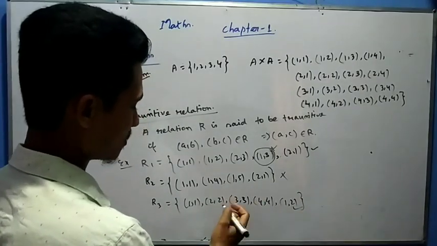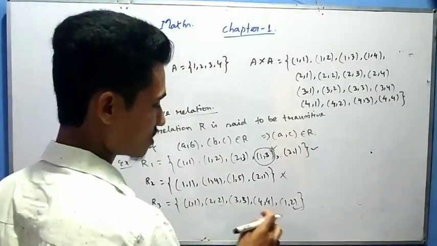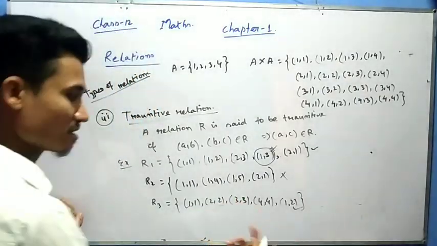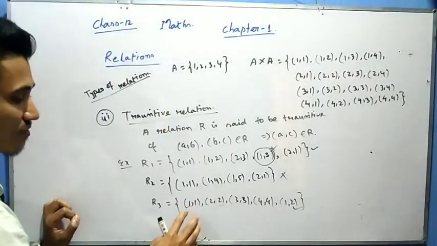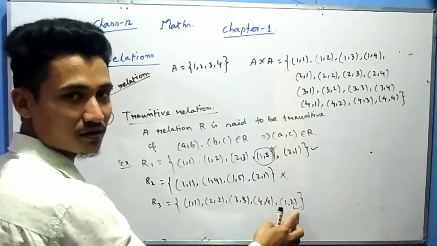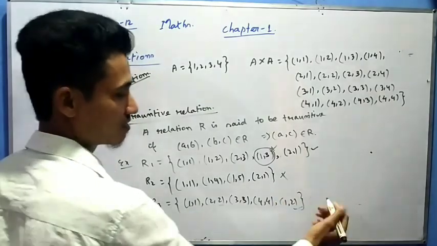No. So we don't have to check. We don't need to check. 3 comma 3, 3 comma something is not there. 4 comma 4, 4 comma something is not there. So by default, we only have two pairs, A comma B and B comma C, implying that A comma C is also there. So this is a transitive relation.